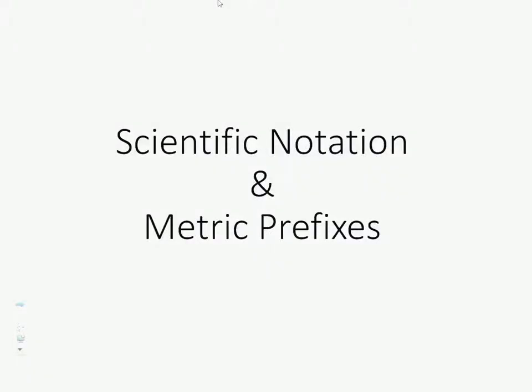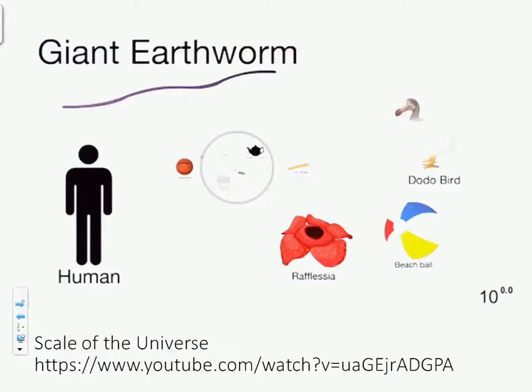Today we'll talk about scientific notation and metric prefixes. Previously, we looked at this YouTube video where we looked at the scale of the universe from our perspective, basically, as humans here on Earth. So when we were looking at that, right now we can see the 1 meter. That's the circle of objects in the middle.